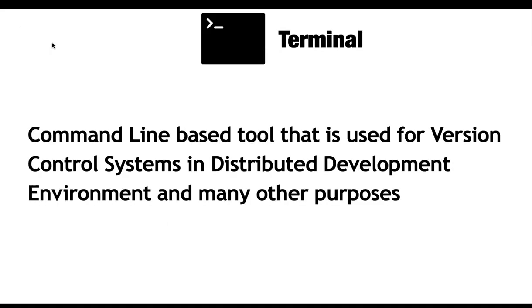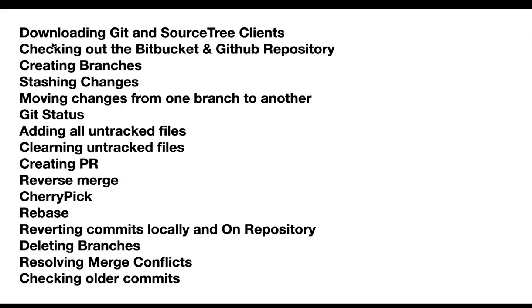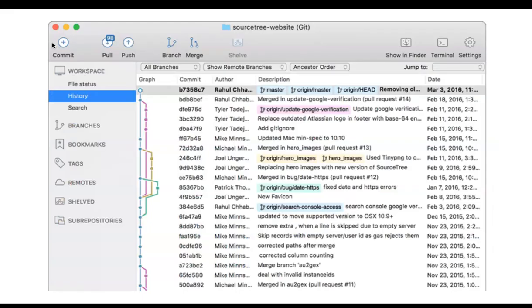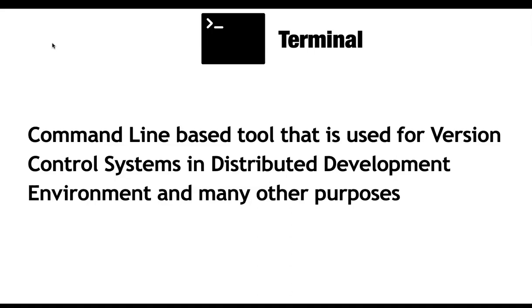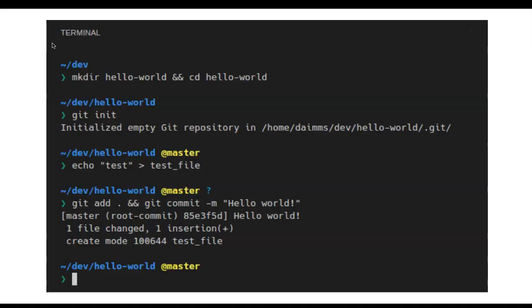And terminal. Terminal is a command-based tool used for version control in a distributed development environment and many other purposes. Terminal is one of the general applications on Mac. It has multiple purposes, but you can also use it for Git to connect to Bitbucket or source tree. Whatever we do here, everything can be done using terminal. Even when you are using Git client or source tree, sometimes you still need to use terminal. We will see that as well. This is how the terminal looks.